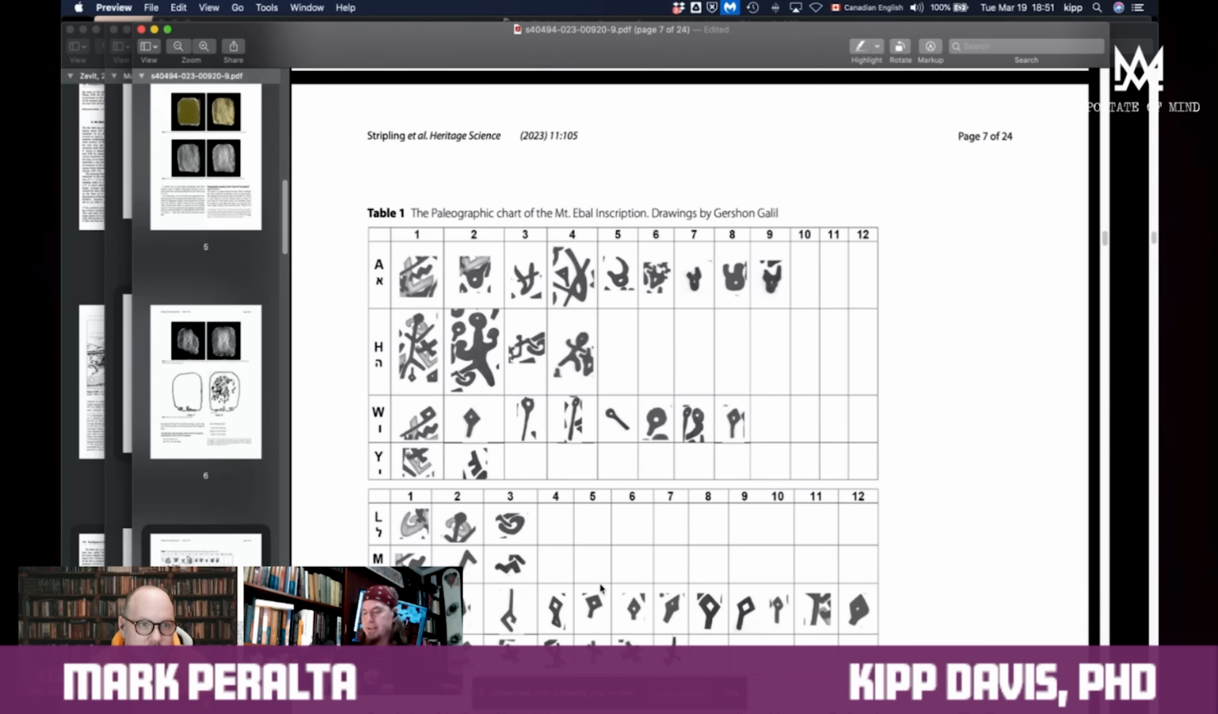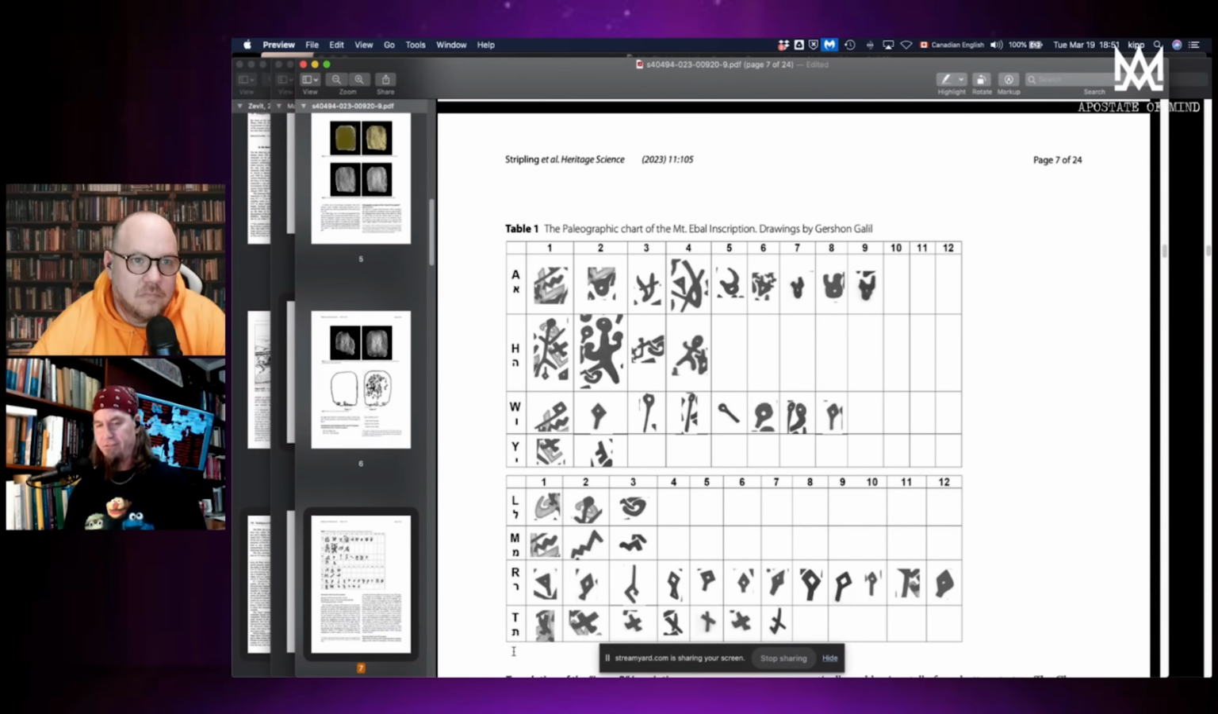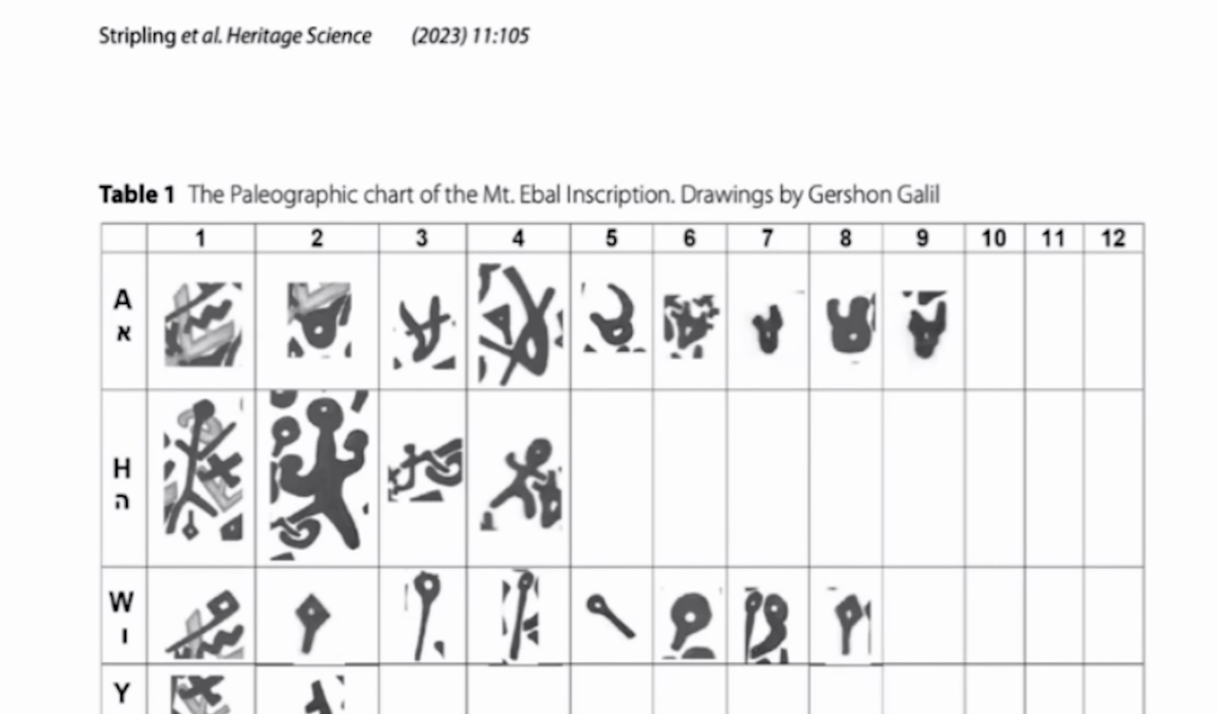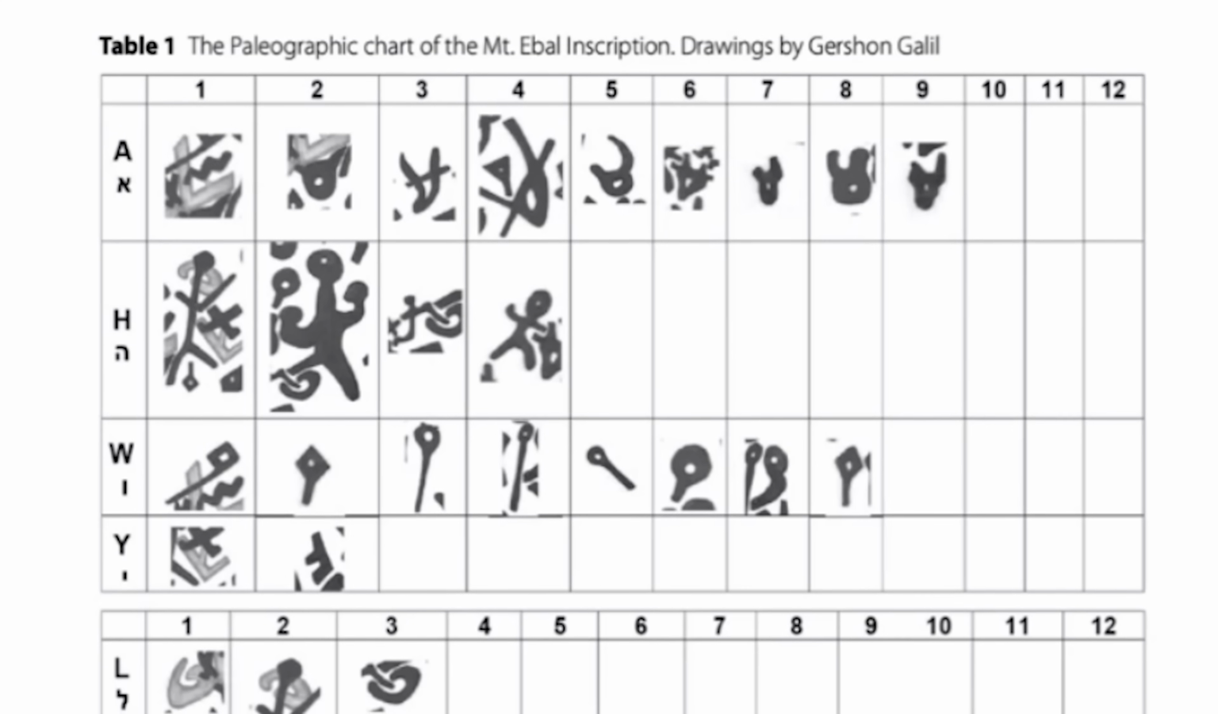Now this is important. I'm going to bring this back up. All right. So this is the paleographical chart that Galil made of the object. This is his rendition of all the letters. You'll notice while there are 48 letters, there are only actually 1, 2, 3, 4, 5, 6, 7, 8 individual letters. There are 9 alephs, 4 hays, 8 vavs, 2 yods, 3 lameds, 3 mems, 12 reshes, and 7 tavs.